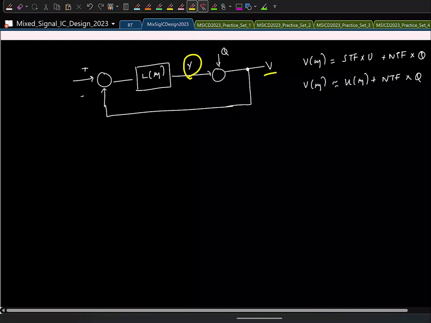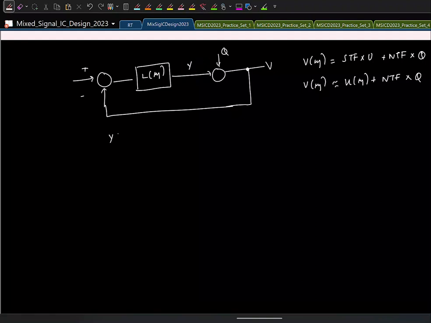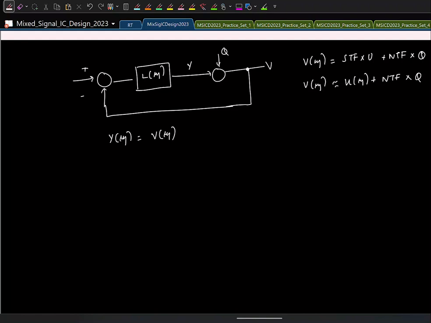First of all, what is Y in terms of V? V of Z minus Q of Z, fine. So if I simplify it, what do I get? And you know what is V, right? U of Z plus, yeah, NTF minus 1, fine. Now remember, this is the signal that is going to the quantizer actually, right? And right here, this is Y of Z. And remember that the input to the quantizer must be within the full scale of it. It has to be within some minus VREF to plus VREF so that the quantizer doesn't overload, right?